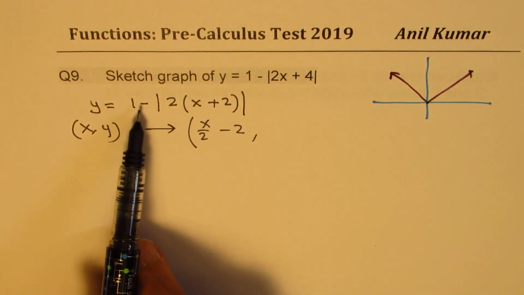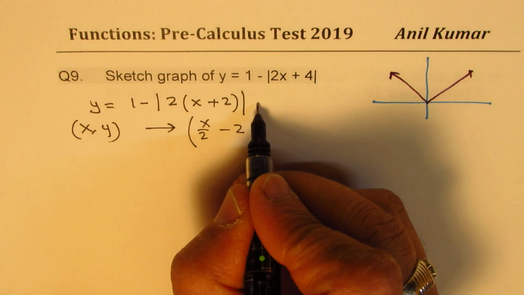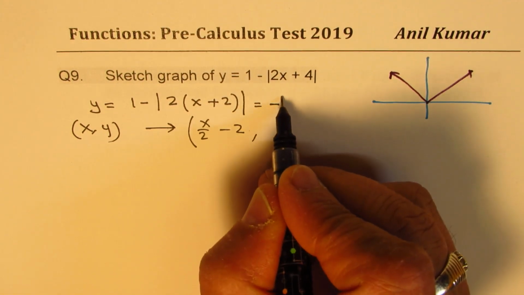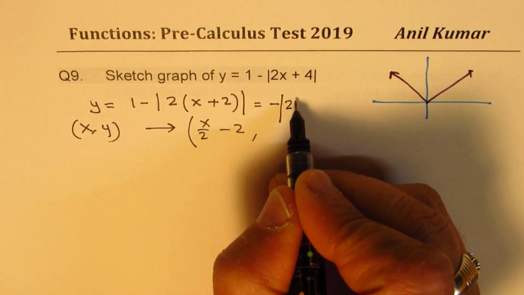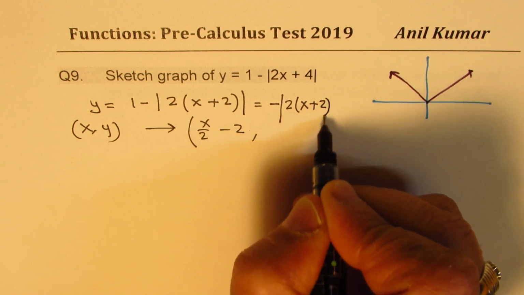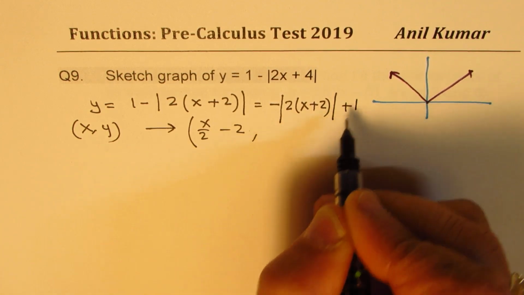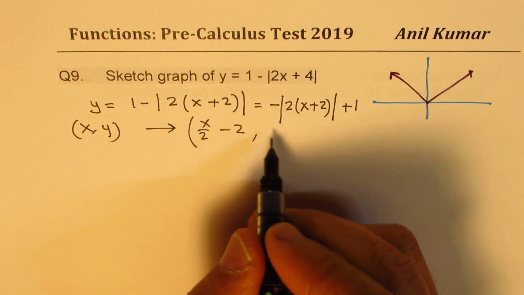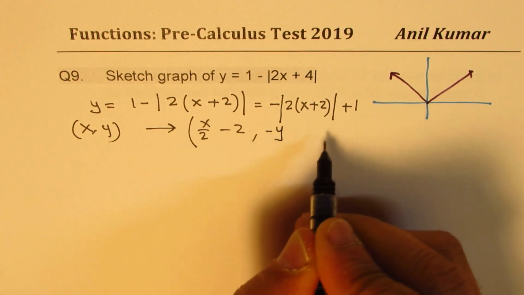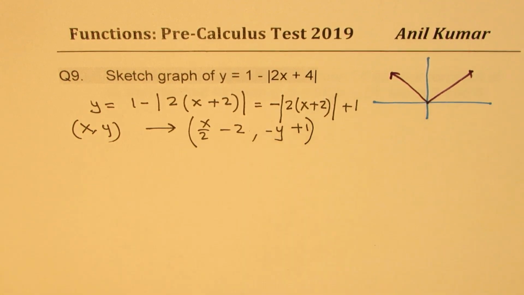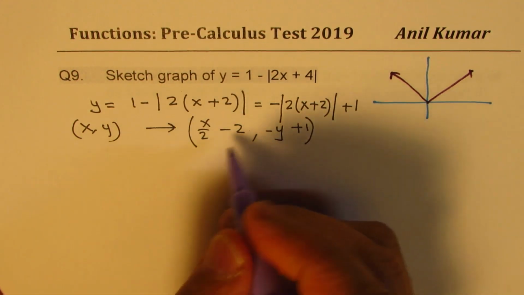The y values, now since this is negative outside, right? So you think like this. It is like this: negative of 2 times x plus 2, plus 1. See, so this negative is for y, right? So don't get confused. So it's y plus 1. Do you see that part? So that is how you are going to get the function, right?